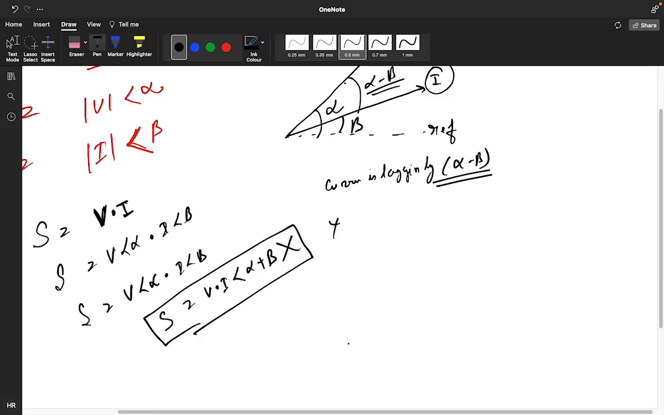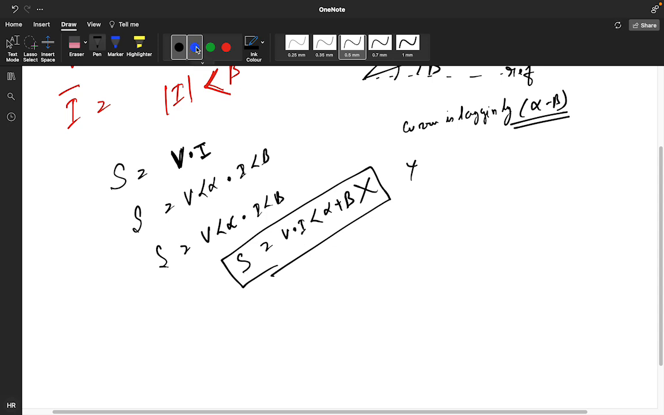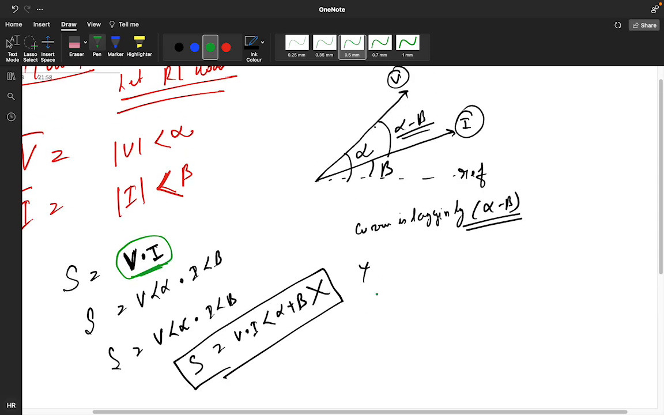You always remember, if you are writing your S, you have to write the angle between V and I. The angle between V and I means with respect to current, whether the current is lagging or leading. So here the angle between V and I is alpha minus beta.